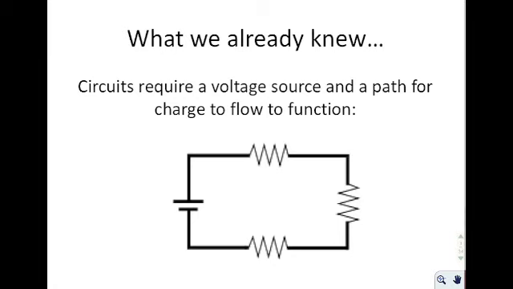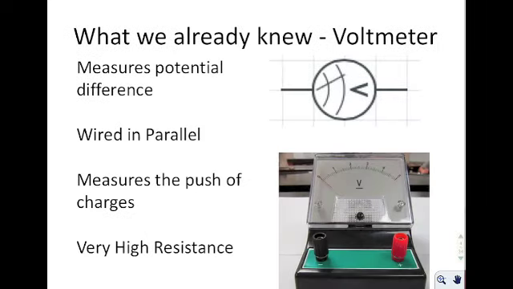First off, what we already knew. We already knew that circuits require a voltage source and a path for charge to flow in order to function. We knew that already from the previous lecture in the labs that we've done so far. What we learned in the lab, though, is that the voltmeter is a measure of potential difference.